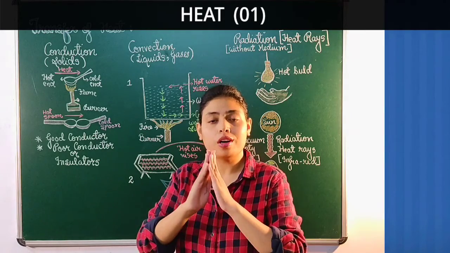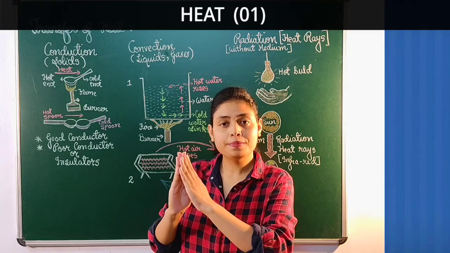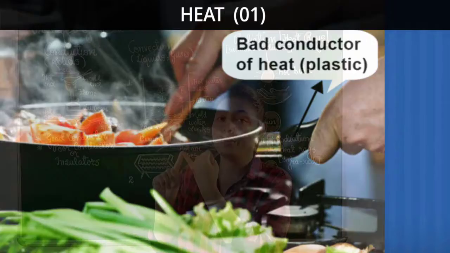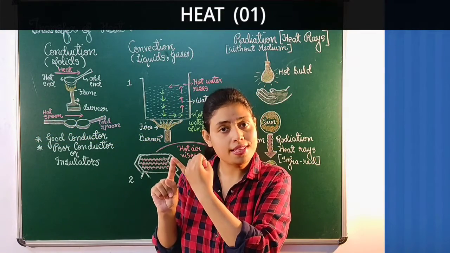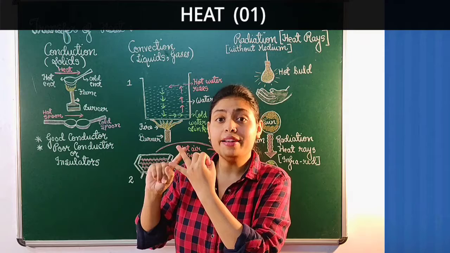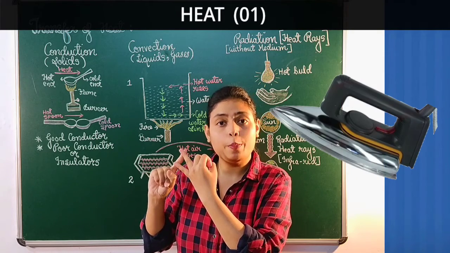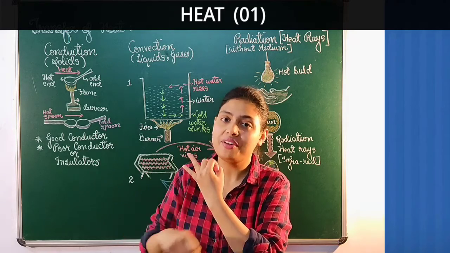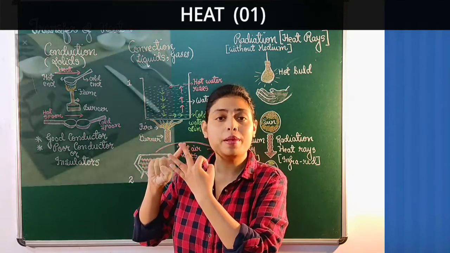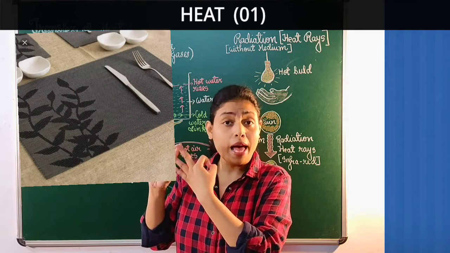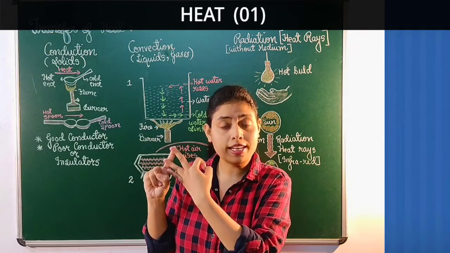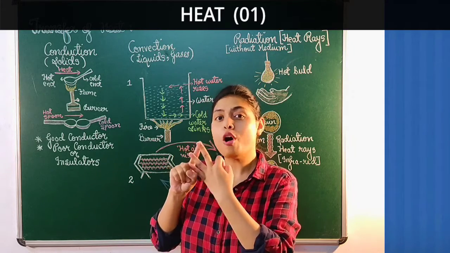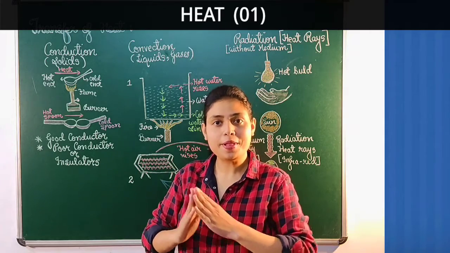A few more uses of poor conductors of heat are plastic handles. Just now we have studied how the plastic handles in utensils help to hold the hot utensil. Second, the handle of an iron is also made up of plastic. It helps us to handle the hot iron while ironing the clothes. Most of the table mats are made up of plastic. As plastic is a poor conductor of heat, it protects the table from the heat of the food or from hot dishes kept on the table.